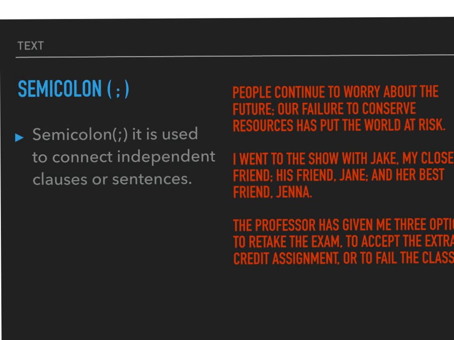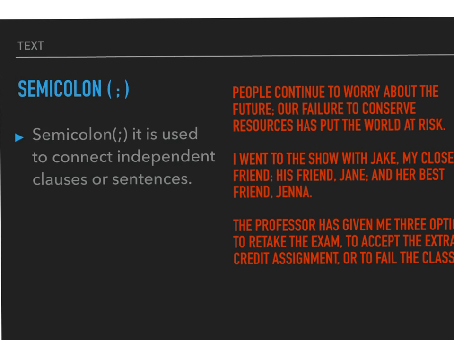First example is, people continue to worry about the future; our failure to conserve resources has put the world at risk. Now why am I using a semicolon there? I'll explain it to you. Because a semicolon, as I mentioned, is used to separate two related but independent clauses. That means these two sentences are related to each other, but they are independent.